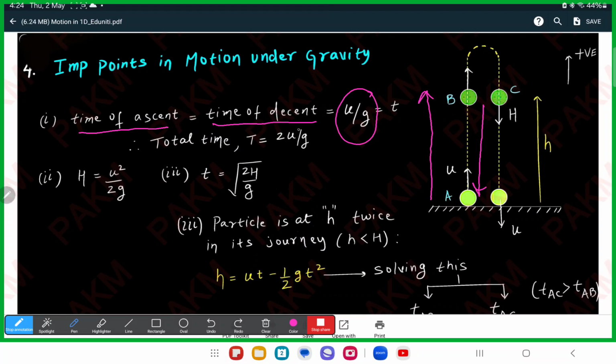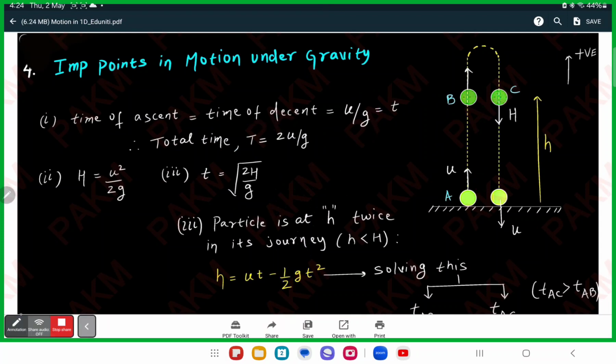Total time, of course, will be 2 times that. Now, h is equal to u square by 2g because final velocity is going to be 0, and time taken t is equal to root of 2h by g. So these are the extreme formulas that you will use to calculate other parameters.